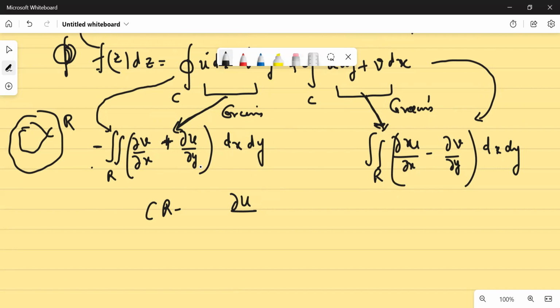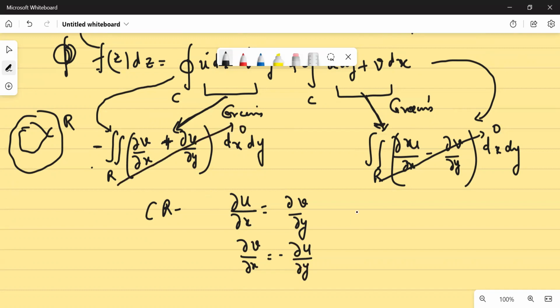You know that the Cauchy-Riemann condition says that del u upon del x should be equal to del v upon del y. So this gets cancelled and this becomes 0. And also it says that del v upon del x is equal to minus del u upon del y. So this part will also become 0. Eventually you will end up getting the integral of f(z) dz over C equal to 0.